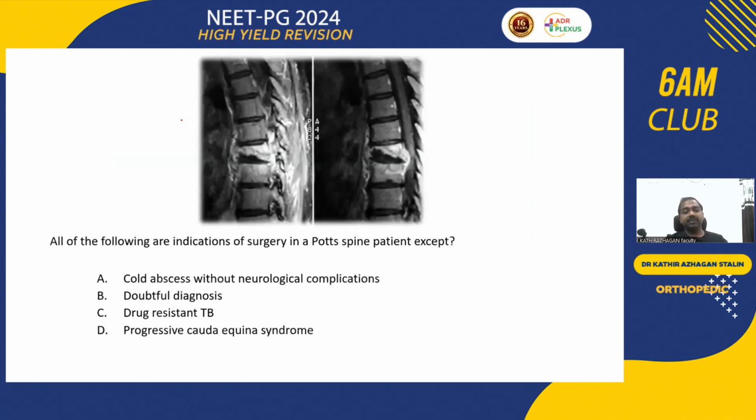And when will you operate when there is such a collapse? You will operate whenever there is a neurological complication, not without a neurological complication. So the answer is A. Cold abscess without a neurological complication, I will not operate.